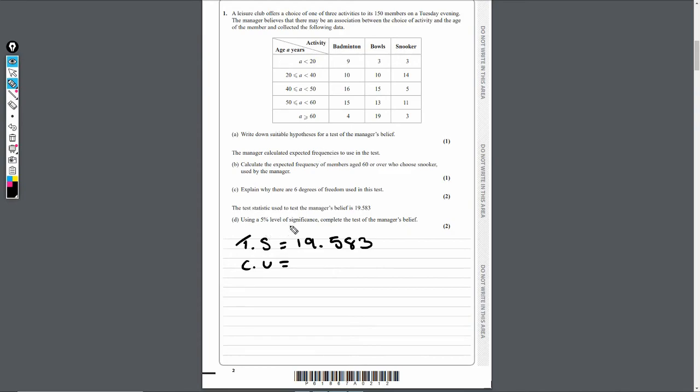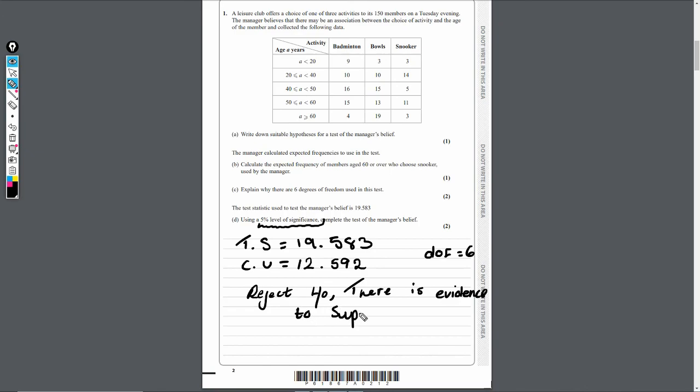Remember, 5% level of significance. Look this up in your formula book, and what you get for the critical value is 12.592. Remember, your degrees of freedom was 6. They even give you the degrees of freedom, so you didn't have to worry about that. So this one, hopefully, is quite straightforward. Now we compare the test statistic to the critical value, and because the test statistic is greater, we have to reject. So therefore, we reject H0. What we can say is that there is evidence to support the claim. And there we have it. So that's question 1 fully complete.